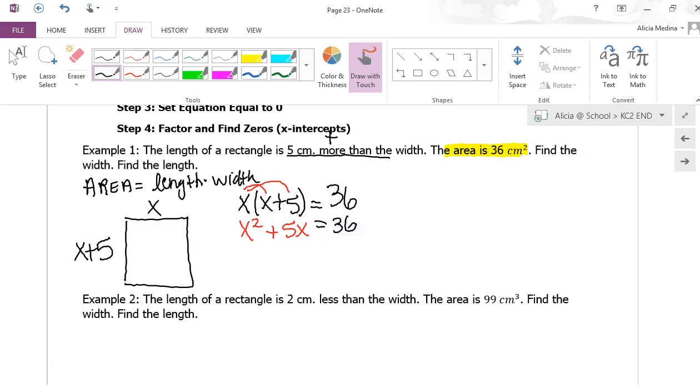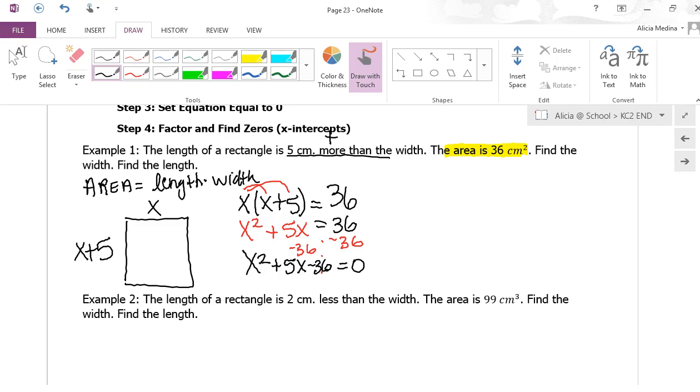Alright, next step says set equation equal to 0. So that 36 needs to move over to the other side. So I need to subtract 36 over. And that's going to give me an x squared plus 5x minus 36 equals 0. Alright, that brings me to step 4 that says factor and find the zeros.